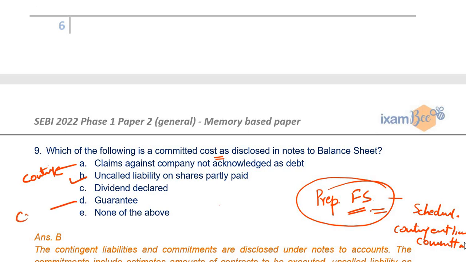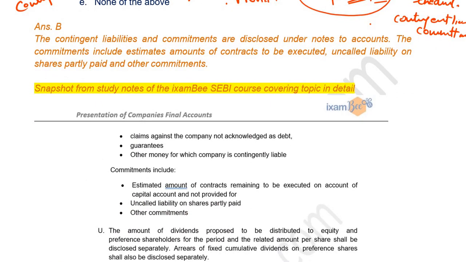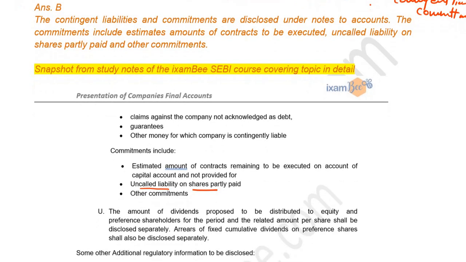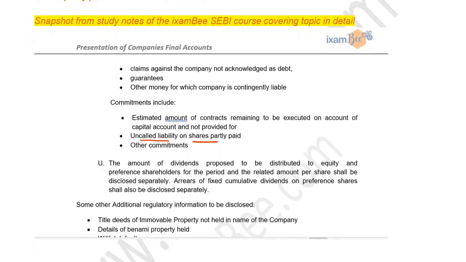Similarly, guarantees is a contingent liability, while dividends declared is actually a liability. If you remember, a provision for dividend is made very clearly, where it was mentioned what are contingent liabilities and what are commitments. So here you can see that uncalled liabilities on shares partly paid is actually a commitment from the company's end.